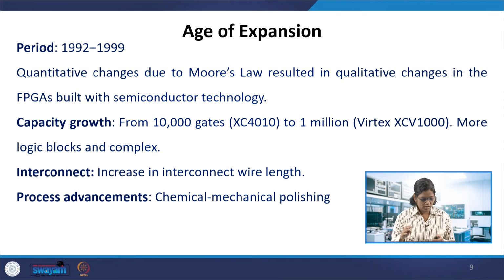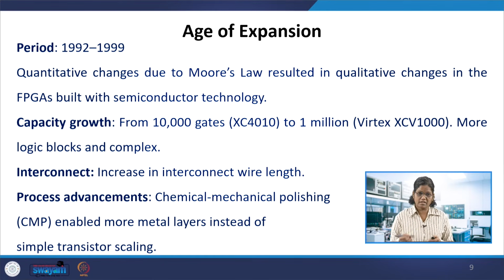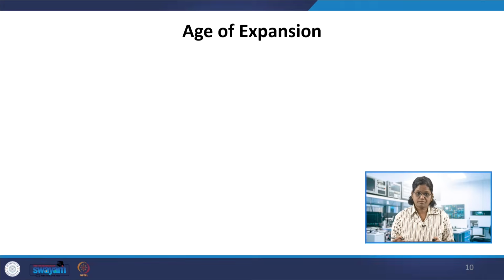And there were advancements in process technology, including chemical mechanical polishing, that is CMP, which enabled FPGAs with more metal layers instead of only scaling with transistors. So it had more metal layers as well. The CMP process advancement in that age is worth mentioning.